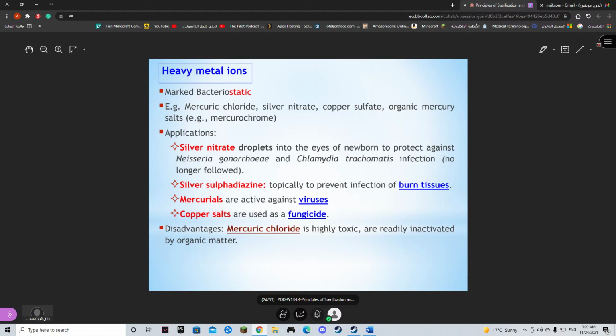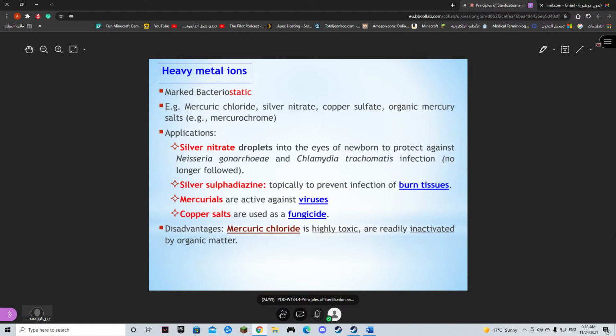Now the heavy metals. Heavy metals actually have a history. People in the past used to use them. A very famous one was silver nitrate. People used to put silver nitrate in the eyes of newborn infants to protect them from gonorrhea bacteria, because the mother may be suffering from gonorrhea, a very common sexually transmitted bacterial disease. It was to prevent neonatal ophthalmia, which at that time was a leading cause of blindness in small children.